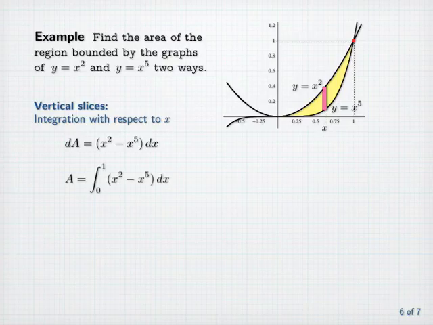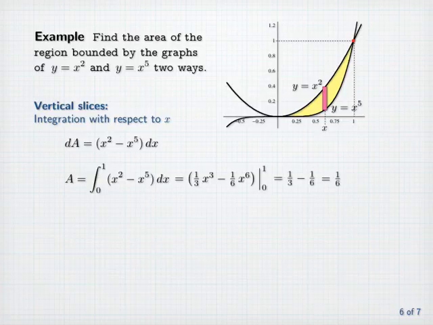So the area is the integral from 0 to 1 of that dA. The computation here is easy. The antiderivative we want is 1/3 x cubed minus 1/6 x to the sixth. And evaluating that between 0 and 1 gives us 1/3 minus 1/6, or 1/6.